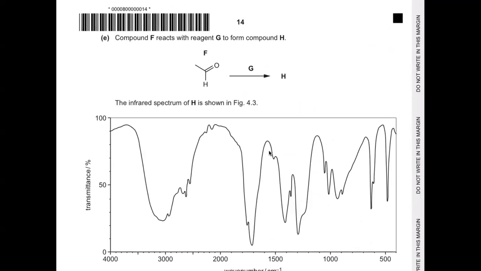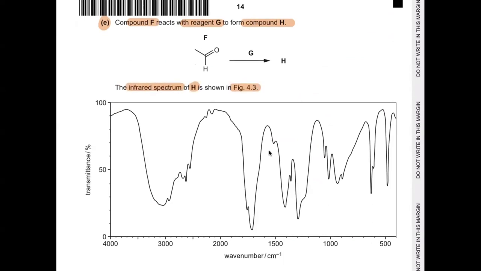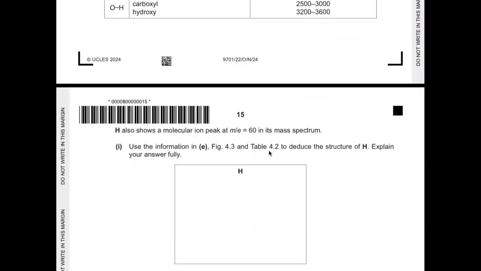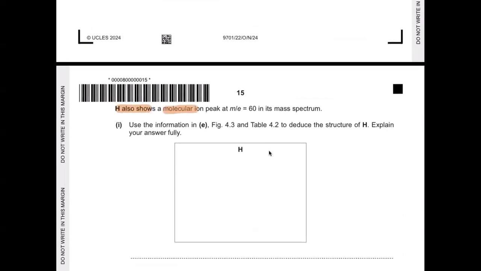Now, part E. Compound F reacts with the reagent G to form a compound H. The infrared spectrum of H is shown in figure 4.3. H also shows a molecular ion peak at 60 in its mass spectrum, so it means it's the Mr of compound H. Use the information in figure 4.3 and figure 4.2 to deduce the structure of H. Explain your answer fully.